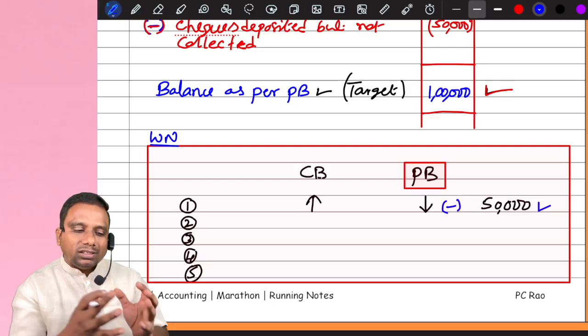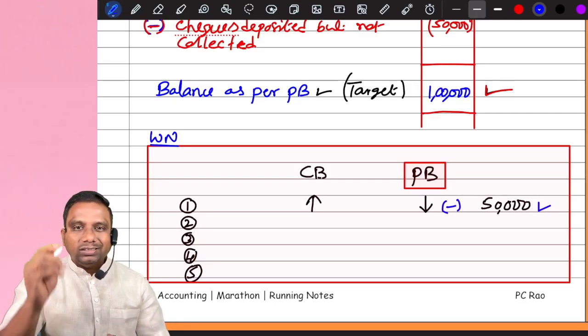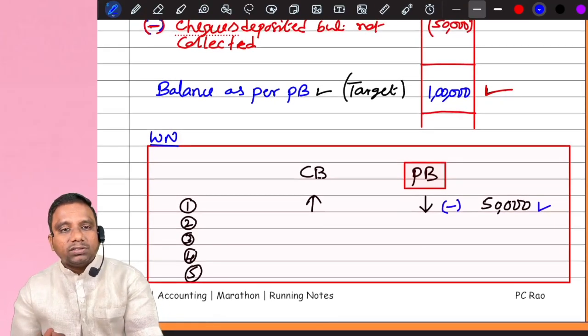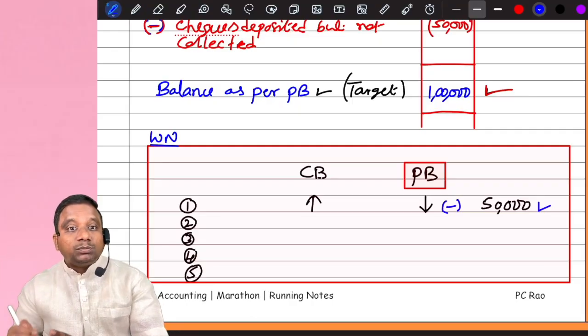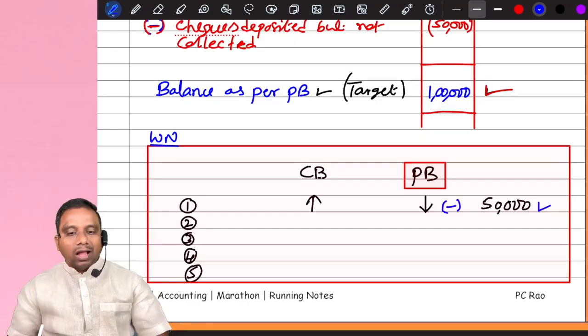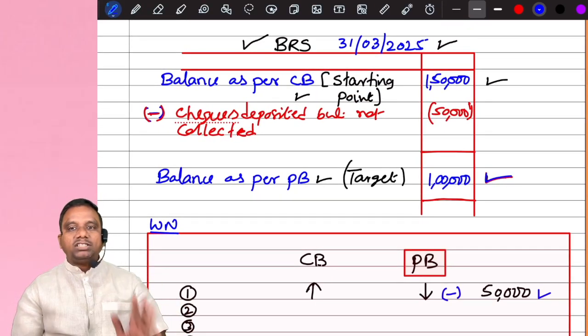You can do one thing: the same working note can be prepared at the end of your booklet as rough work. Based on this, you can assign the symbols and decide which book balance you need. Passbook, so follow the passbook symbols. Plus, add; minus, deduct. Ultimately, if you do all the calculation, finally you get the passbook balance.